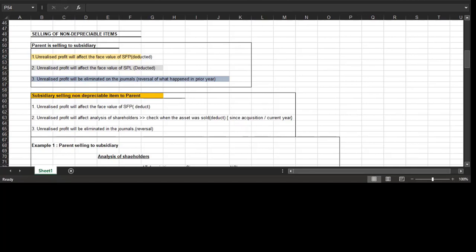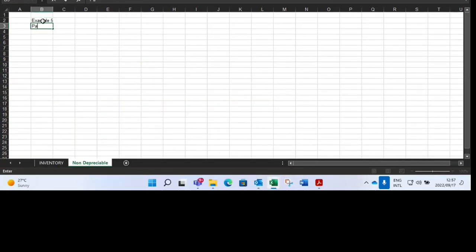So then we do the consolidations. As usual, we're going to start with our analysis. In this case, we are dealing with a parent selling a non-depreciable item to the subsidiary. So we're going to start with analysis as common, the basis of doing consolidation.